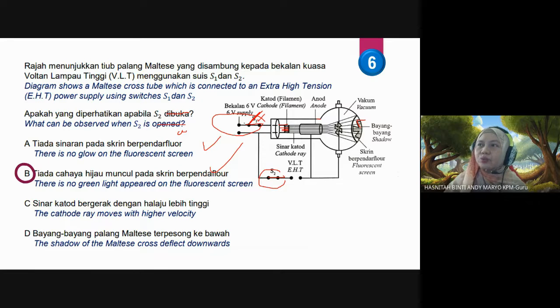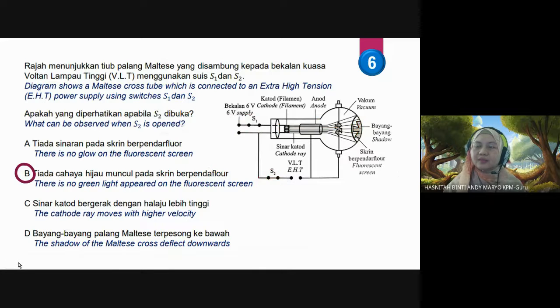S1 closed, S2 also closed. S1 closed, so we can produce cathode ray. Cathode ray can be emitted from the cathode surface. And then S2 is closed, so it creates a high potential difference. So now the cathode ray can accelerate to the anode and then to the front. So they will be blocked by the Maltese cross tube. So you'll see a fluorescent green effect around the shadow.